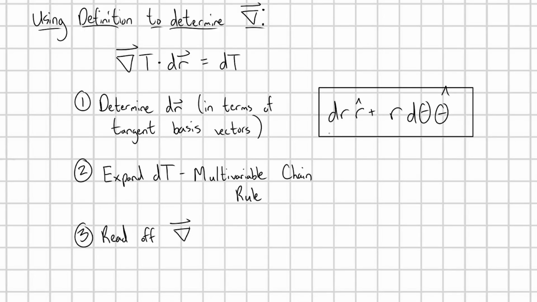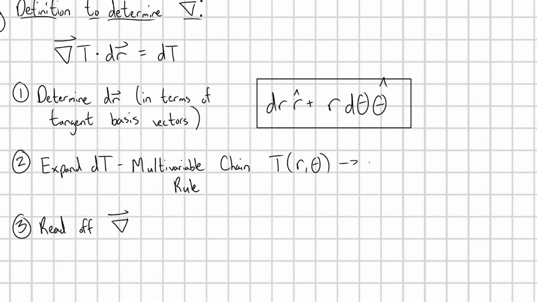Next we're going to expand dt out using the multivariable chain rule. In other words, we know that T at the end of the day is just a function of our coordinates r and theta. Notice how the perspective is a little bit different: I'm saying that the temperature is a function of our coordinates as opposed to a function of our position. I'm saying this to emphasize that you could write out dt with the multivariable chain rule as partial T partial r dr plus partial T partial theta d theta.